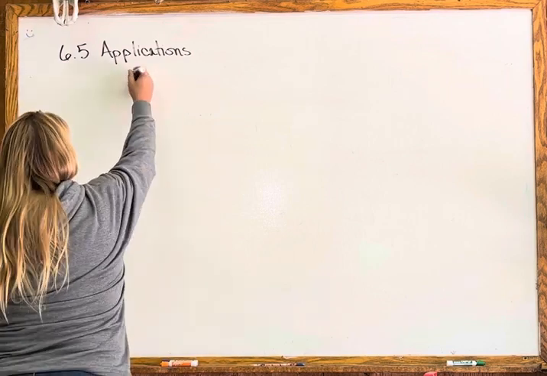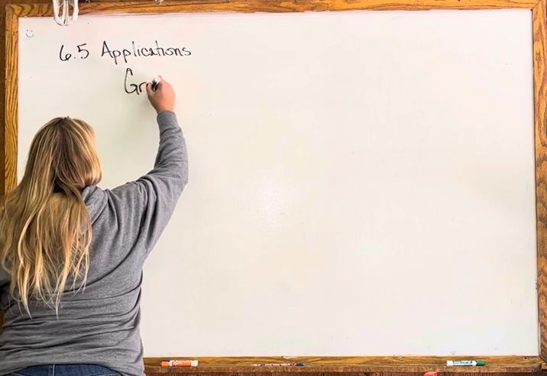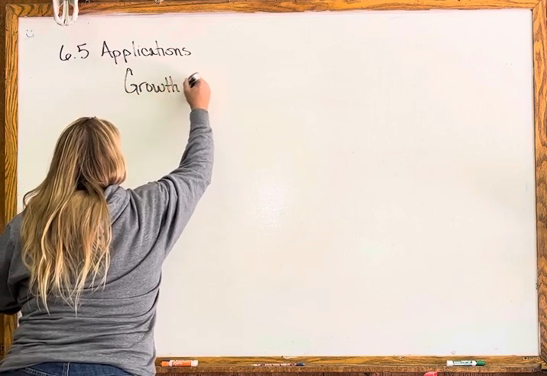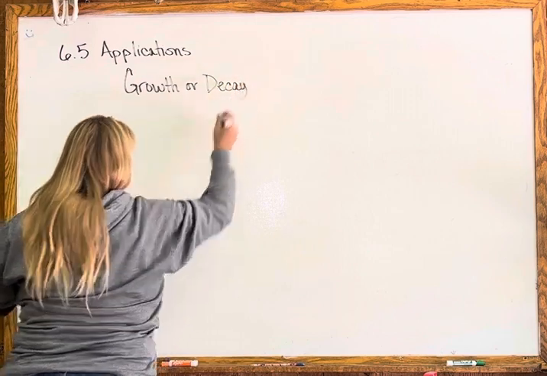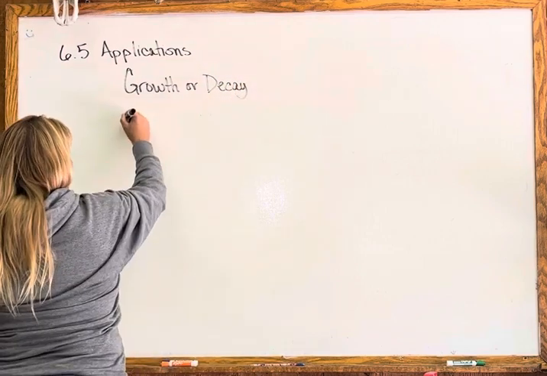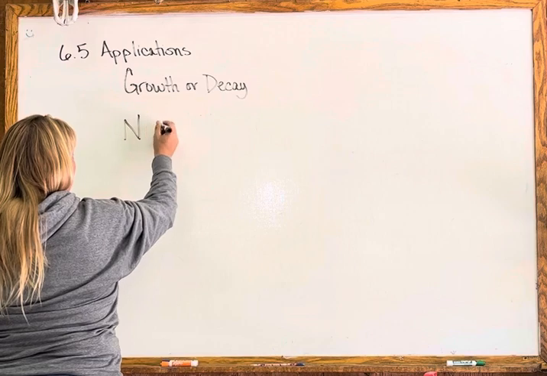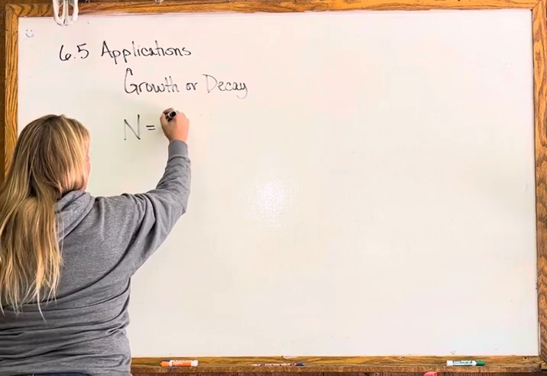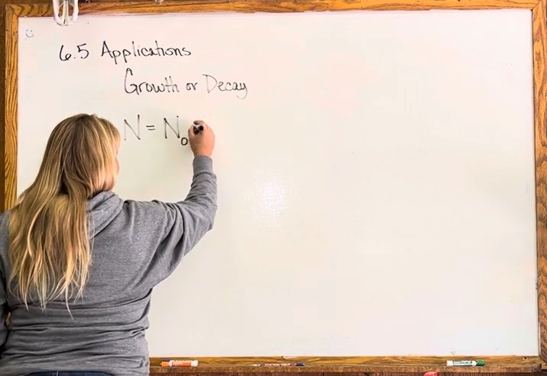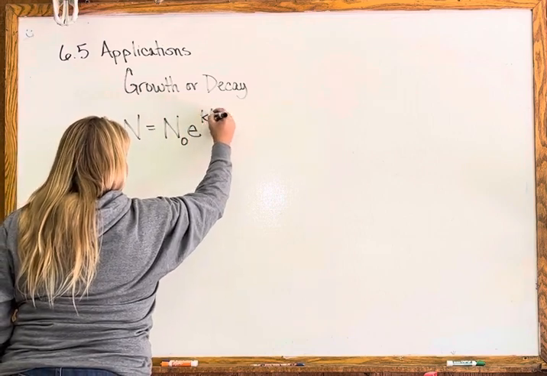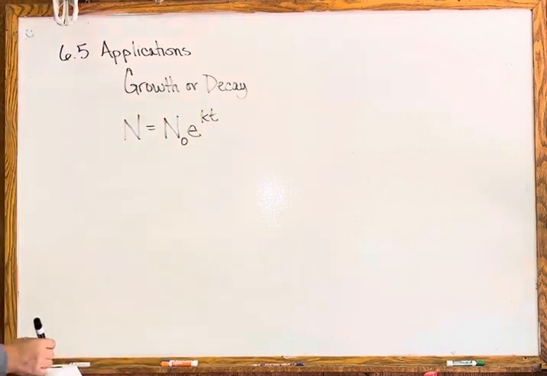So when we look at growth or decay, it really doesn't matter. We can use N, and N is going to equal N sub 0 e to the kt power. Okay, N equals N sub 0 e to the kt power.